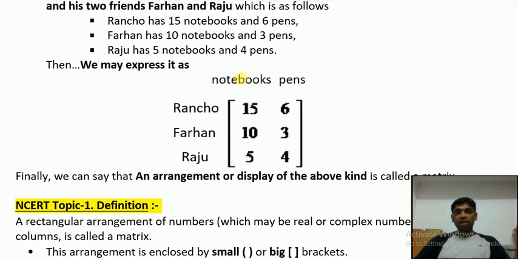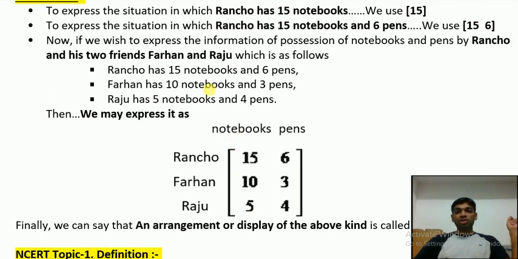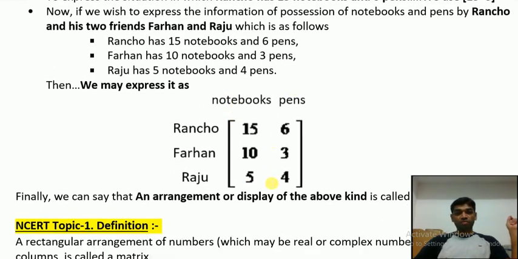You can see the first column is notebooks, the second column is pens, and the first row is Rancho. Rancho has 15 notebooks, as you can see, and then Farhan and Raju. From this information you can easily identify, suppose you want to know Farhan's number of notebooks, then the second row is only for Farhan, and for notebooks you see the first column, so you get 10 as the quantity of notebooks which Farhan has. So this matrix symbolizes some situations in mathematical form.